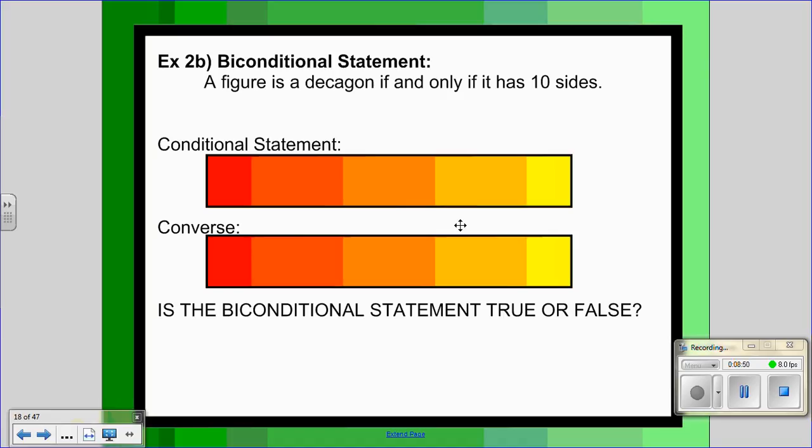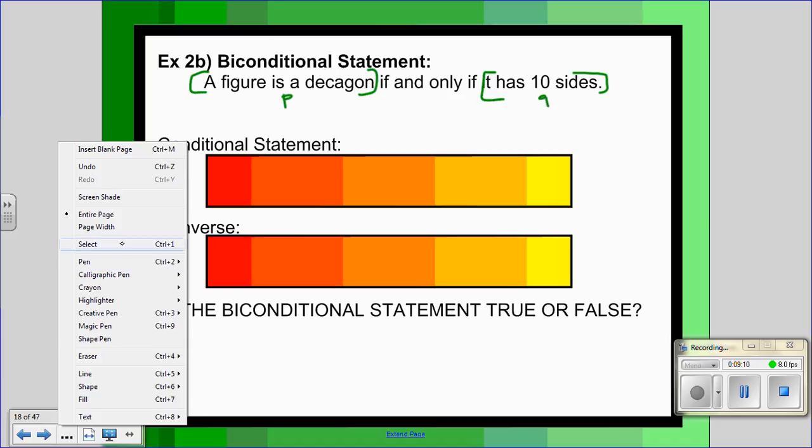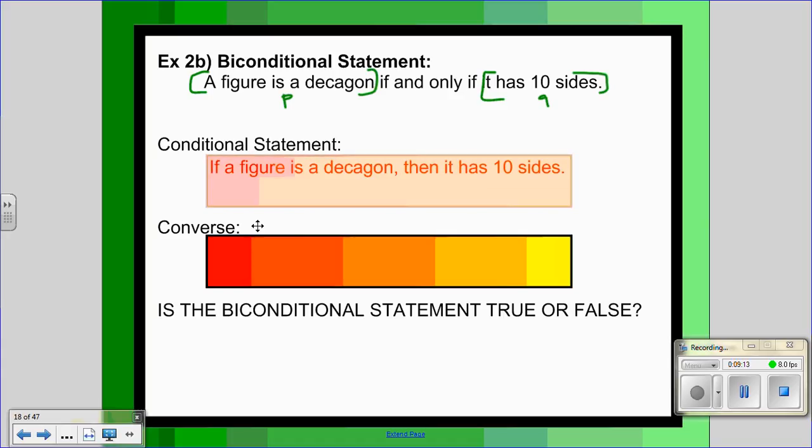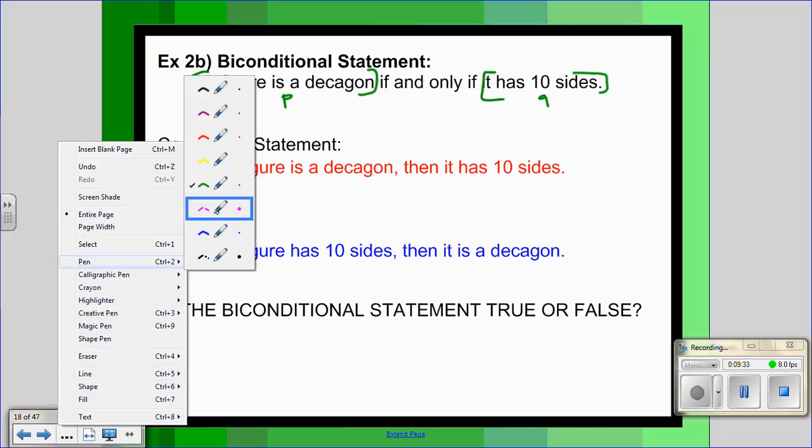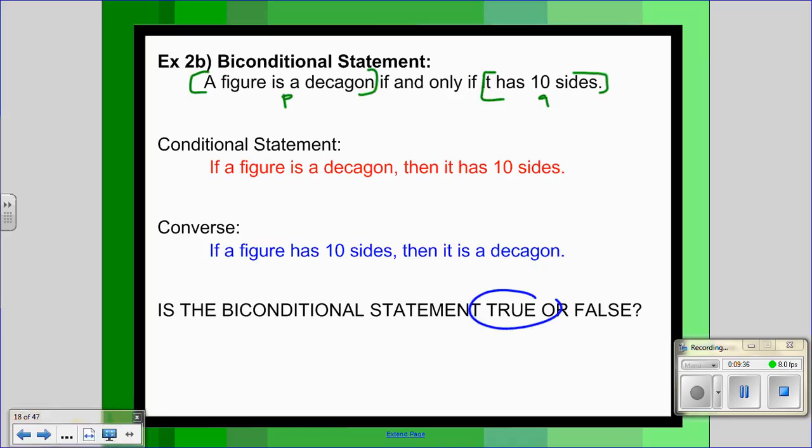A figure is a decagon if and only if it has 10 sides. So again, it's P if and only if Q. So this part, a figure is a decagon, is P. It has 10 sides, it's Q. So the conditional would say if a figure is a decagon, then it has 10 sides. And that is true because a decagon is a 10-sided figure. The converse would say if it has 10 sides, then it is a decagon. Again, that is also true. So since both the conditional and the converse are true, then the biconditional is true.